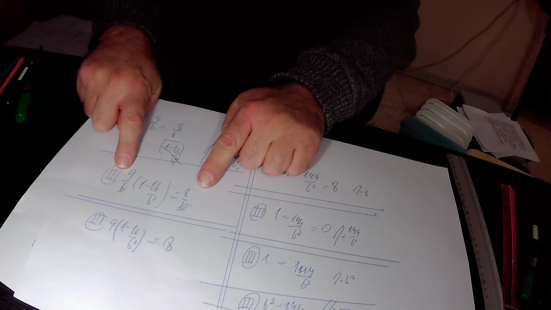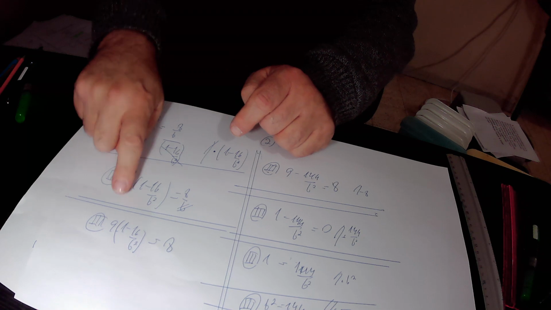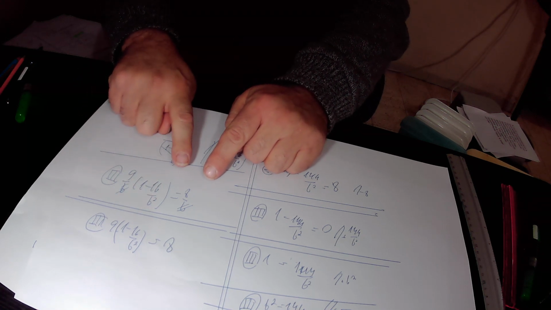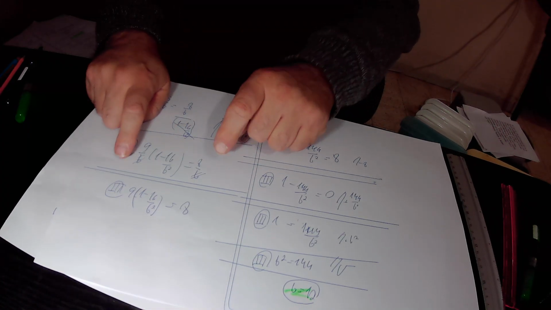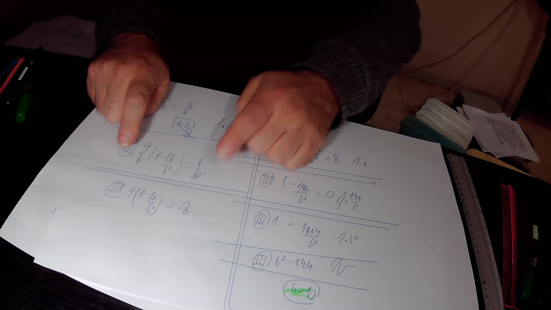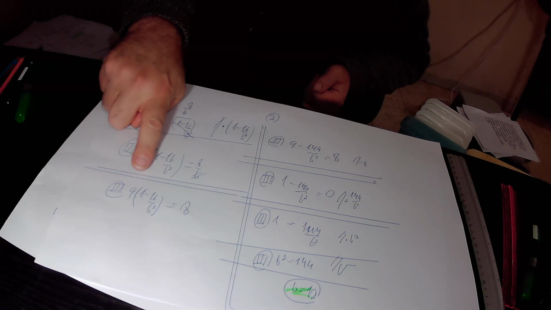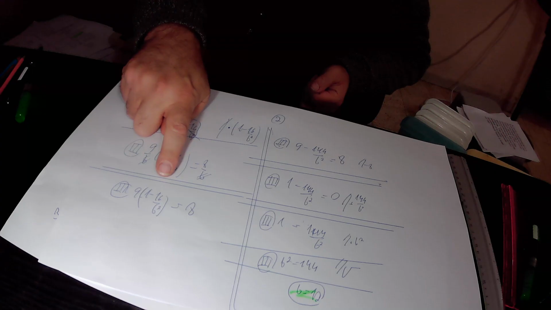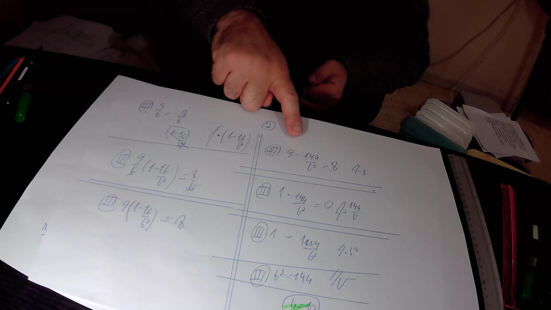Here we have B on both sides of this equation, so B gets cancelled. After cancelling B, on this side of the equation we are left only with 9 times 1 minus 16 over B squared, while on the other side we are left with 8. So according to equation 5, we found out that 9 times 1 minus 16 over B squared equals 8. Here we open the brackets: 9 times 1 is 9, and 9 times 16 is 144, so this expression equals 144 over B squared. So 9 minus 144 over B squared equals 8.